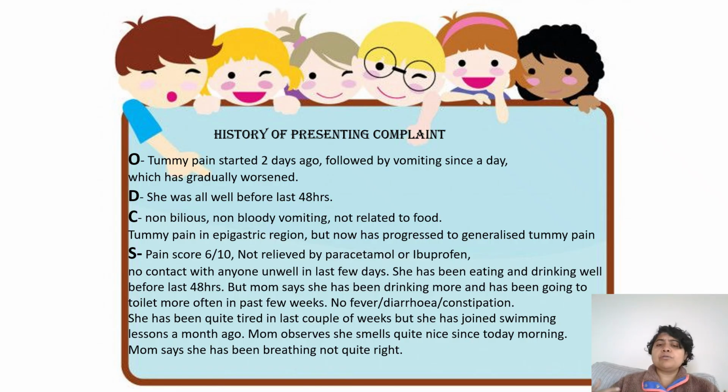And also associated features you can ask for: if there was anybody at home or school who was not well, did she have any contact history? And mom says no. And then asking about whether she was eating and drinking well before these last 48 hours. Mom says yes, but she prefers drinks, especially sugary drinks, more than food for the last few weeks. And she has been visiting the toilet more often. So that is one thing to note down.